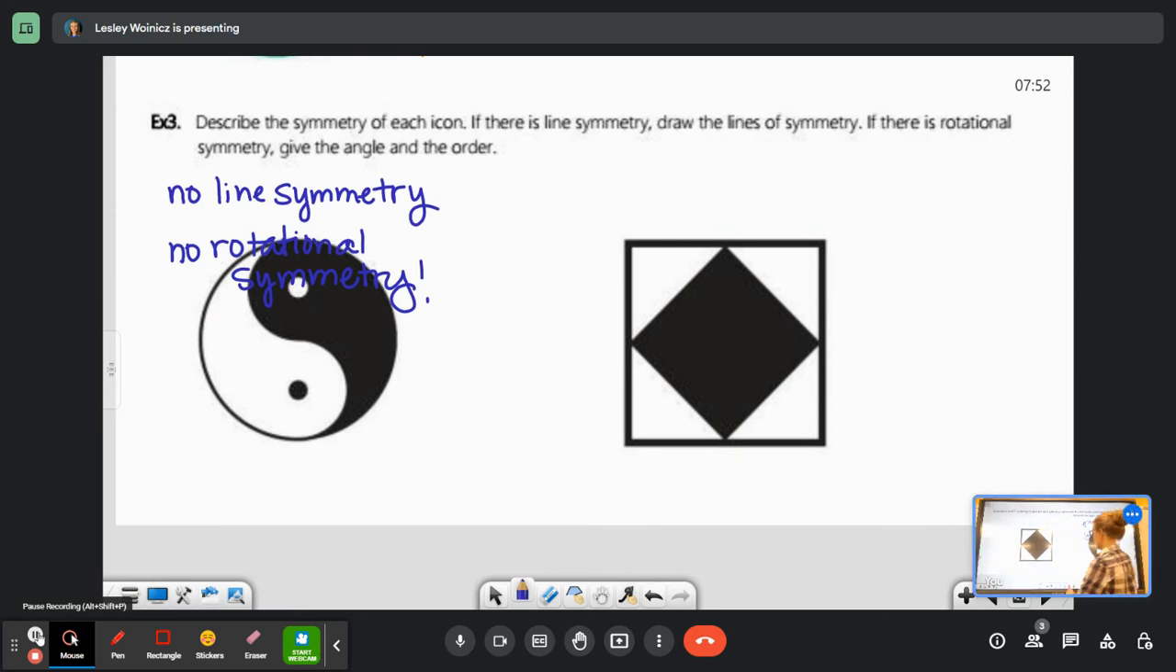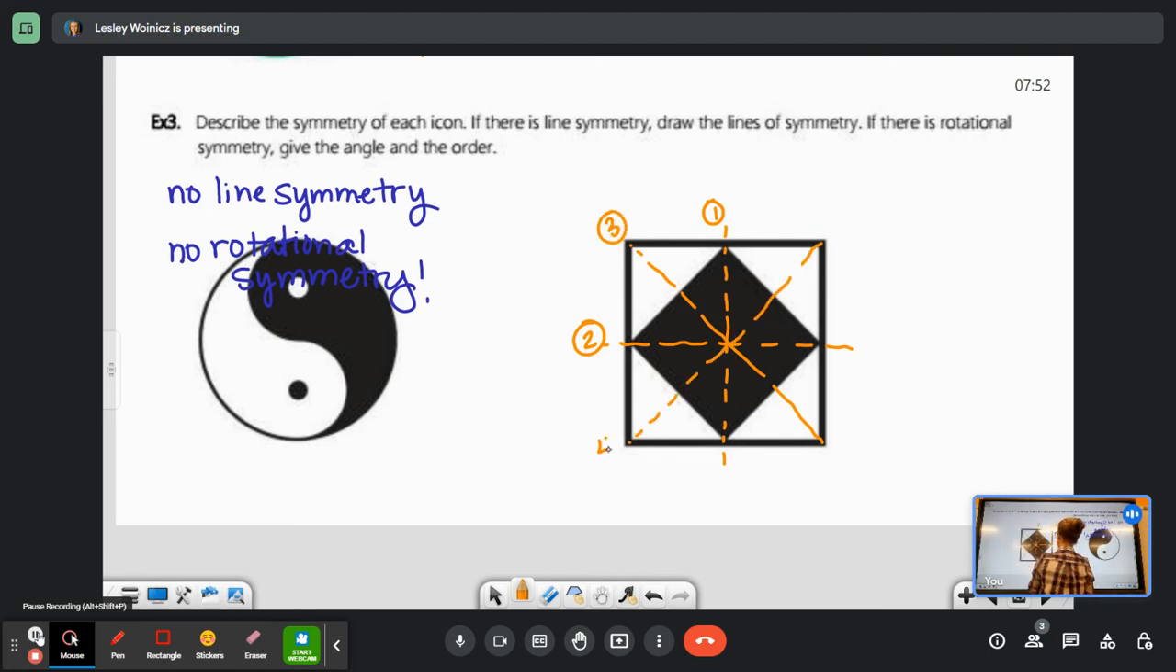All right, what about this guy? Let's see if we can find some lines of symmetry. Ooh, there's one. Here's 2. There's 3. There's 4. Okay, so this definitely has line symmetry, and it's got 4 lines.